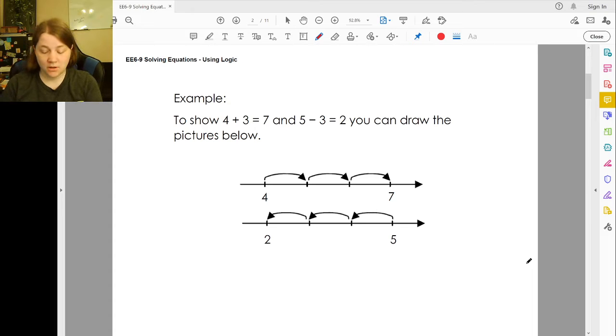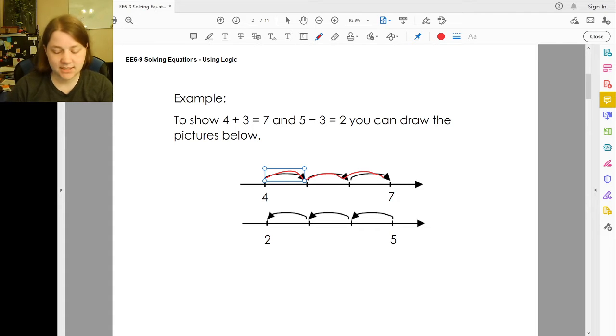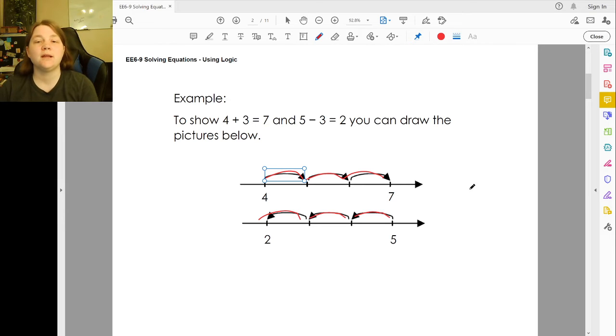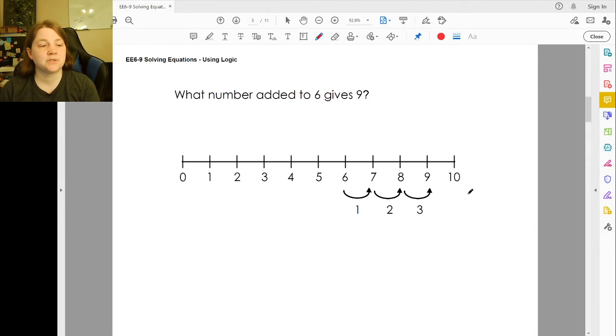If I have 4 and I add 3, I have 1 hop, 2 hop, 3 hop. That makes 7. If I have 5 and I want to subtract 3, I can take 3 hops the other direction to get our answer of 2. That's one way that we can think about solving problems.